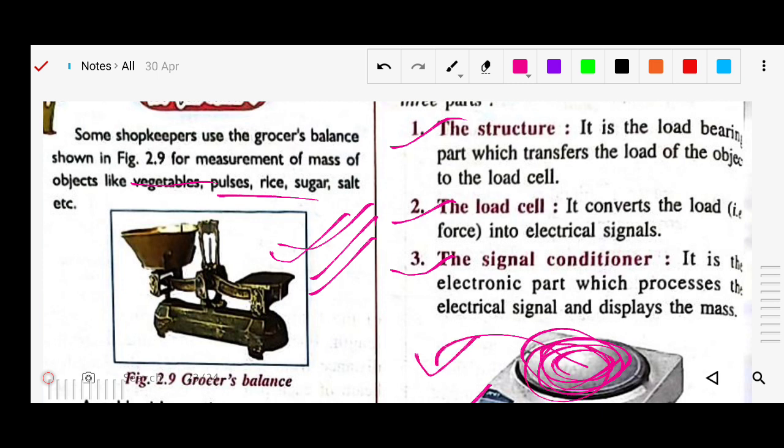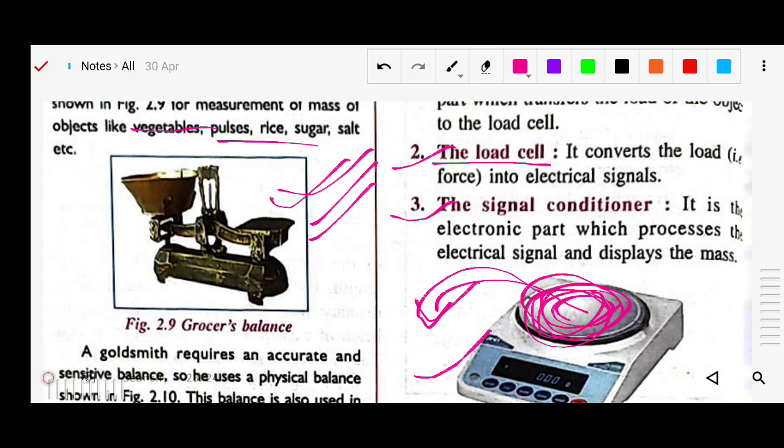Whatever the load is here, the structure just transfers it to the load cell. The load is the force of the object you have kept over there, and the load cell converts it into an electrical signal. Then this comes to the signal conditioner, the electronic part which processes the electrical signal into physical mass. Here the signals are converted to the actual mass and calculated. According to that, software is installed that displays its weight. That reading you can see over here after these conversions.